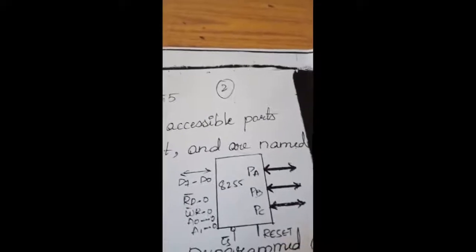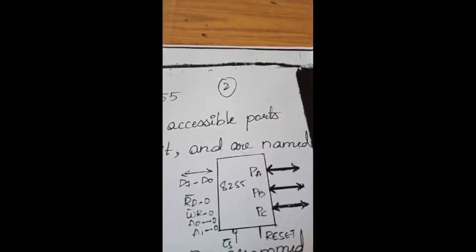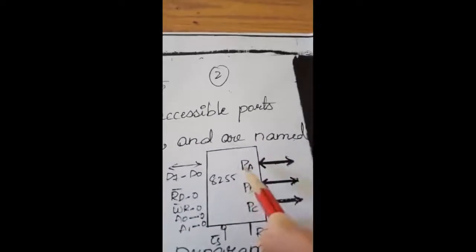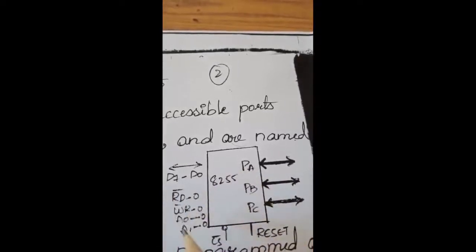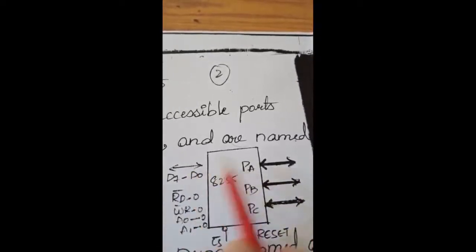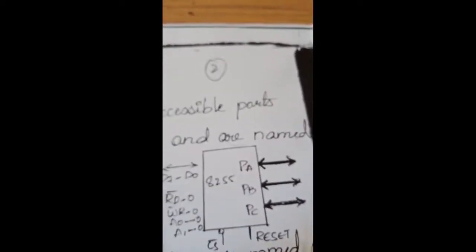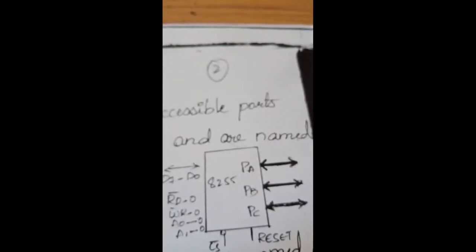Now we have already seen the pin diagram. Now we will go for the block diagram. In the exam, if they ask you to draw the block diagram of the 8255, you should simply draw this: port A, port B, port C, 8255, RD bar, WR bar, A0, A1, and D0 to D7. A simple diagram. That is nothing but the block diagram of the 8255.